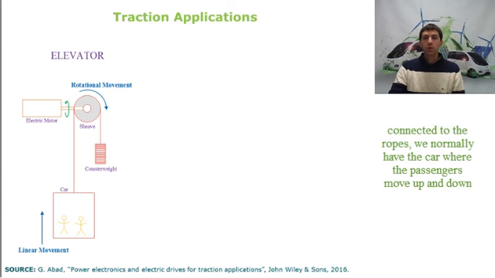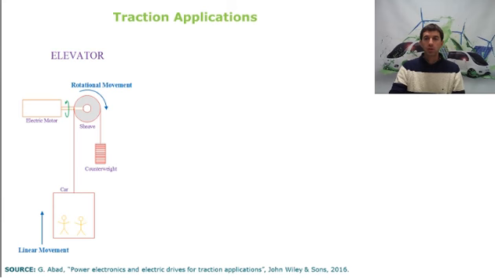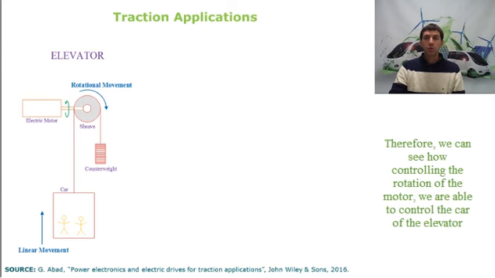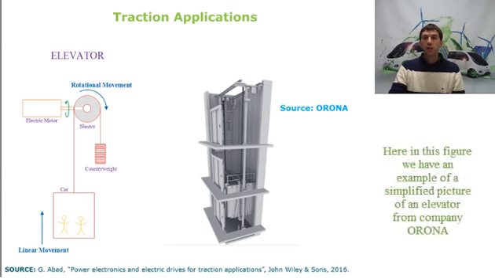Connected to the ropes, we normally have the car where the passengers move up and down. And then we also have the counterweight, basically to make the energy consumption of the motor more efficient. Therefore, we can see how, by controlling the rotation of the motor, we are able to control the car of the elevator, which means that we are able to control the elevator itself. Here in this figure, we have an example of a simplified picture of an elevator from the company Aurora.